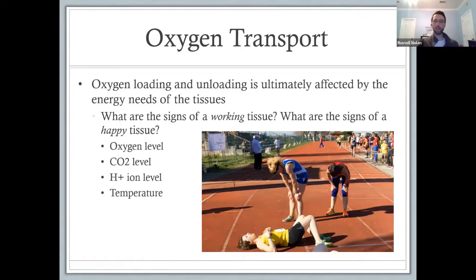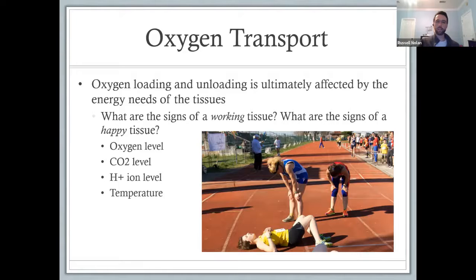If you are a working tissue, you are going to have a high consumption of oxygen, meaning if you are a working tissue, you're going to have a low oxygen level in that tissue. So if you're working, you're going to have a sign that says low oxygen here. Just like our analogy, it's like being poor, you have a sign that says, I have a low amount of money in my bank account. That's what your sign says.